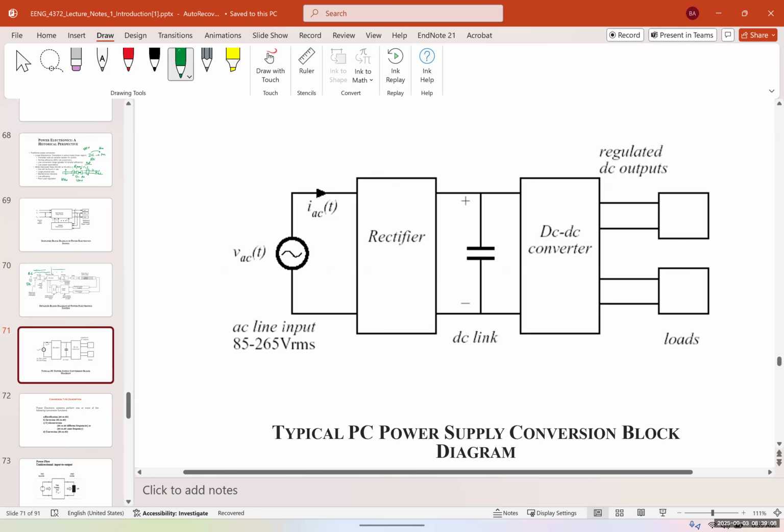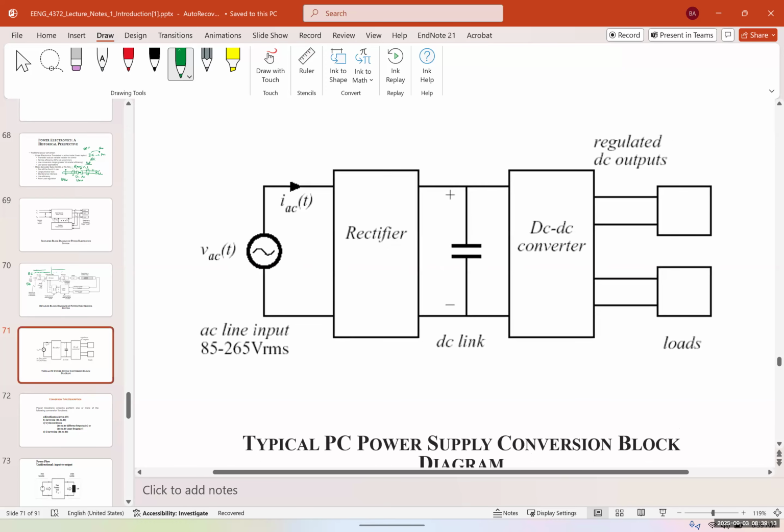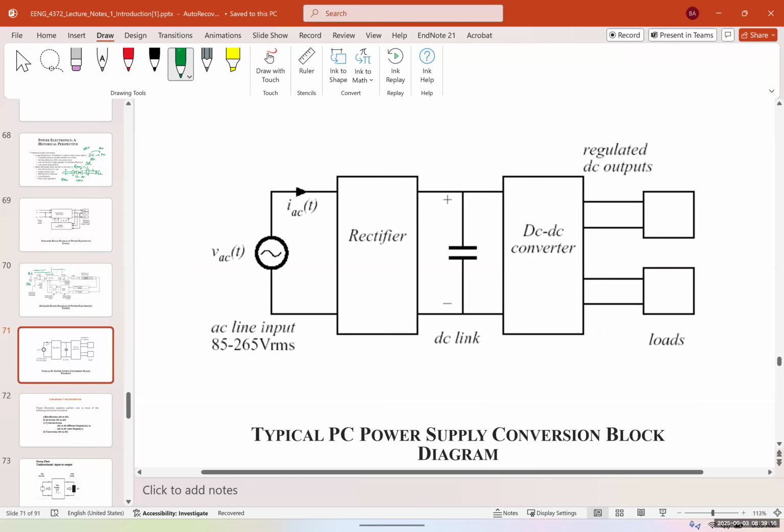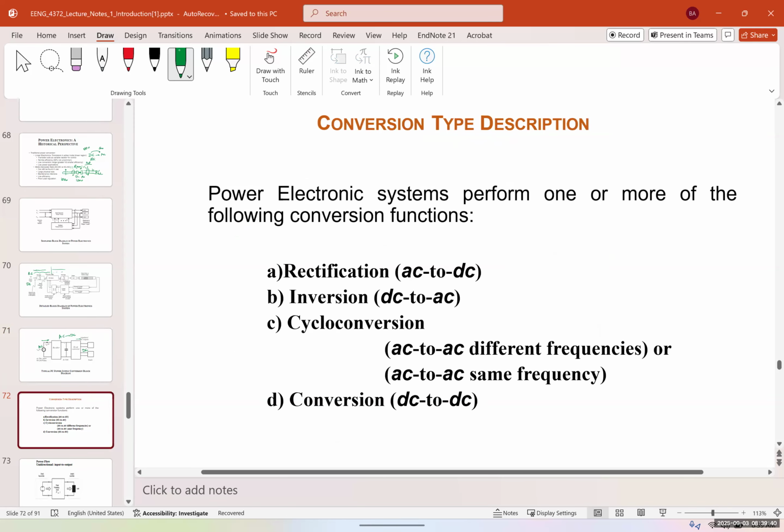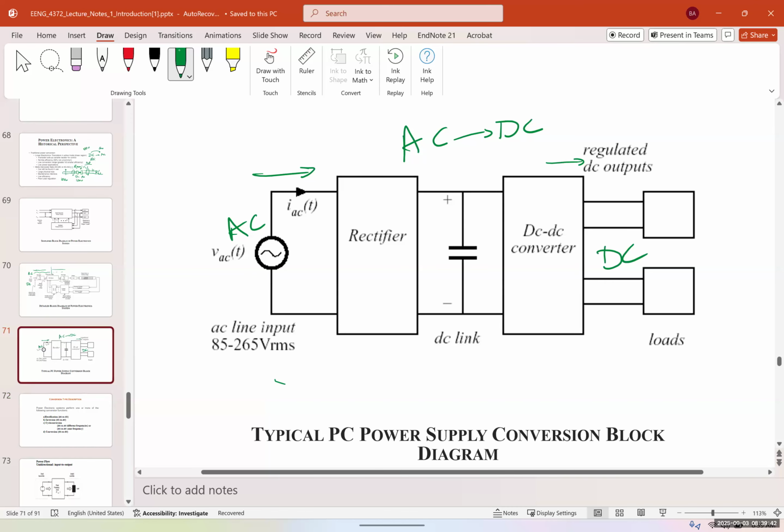This is an example. Can you tell me what type of power conversion this is? On the left, we have the input. On the right, we have the output. So this is an AC to DC system, a typical AC to DC system. We actually have two different systems: unidirectional systems and bidirectional systems. This is a one-way system, just from input to output.